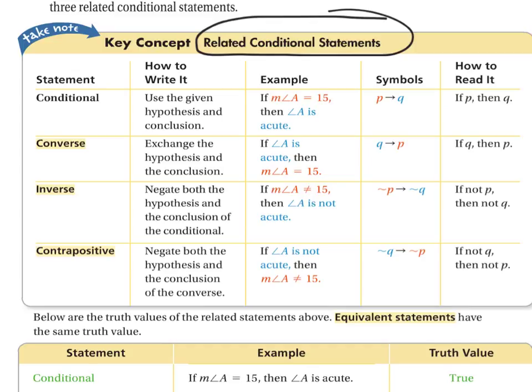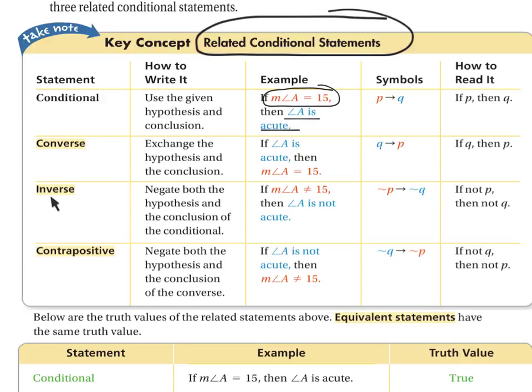Now, the converse says that we're going to exchange the hypothesis and the conclusion. Remember, the hypothesis is the part here that's in red. The hypothesis is this. The conclusion is that the angle is acute. They're going to switch places. So to find the converse, I'm going to switch the hypothesis and the conclusion. So if angle A is acute, then the measure of angle A is 15 degrees. Over here it says if Q then P. You'll notice these two switch spots. So to find the converse, you just simply switch the conclusion and the hypothesis.